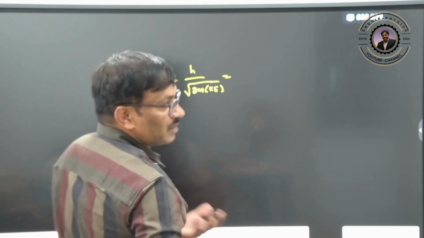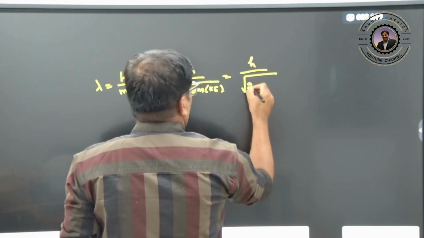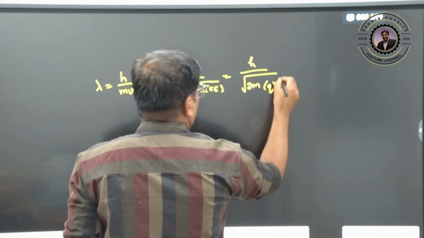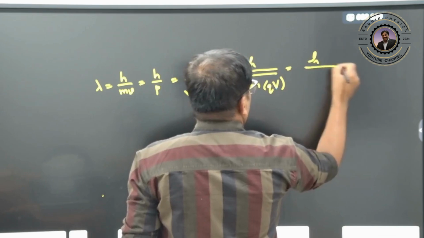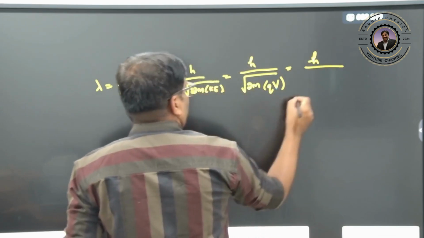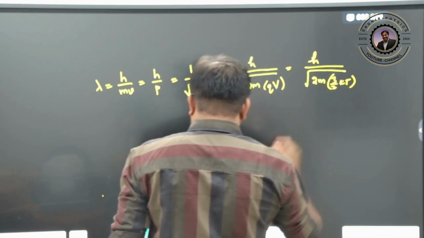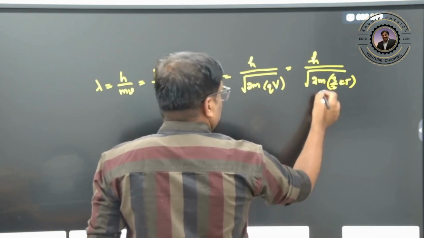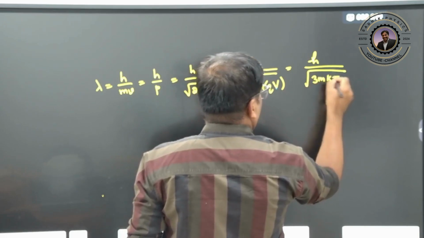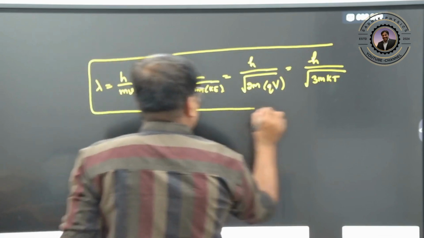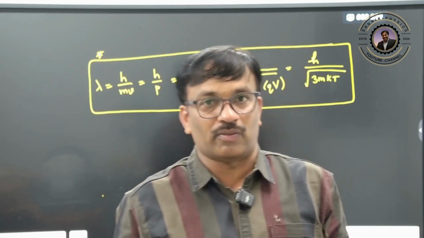To accelerate charges you have to create a potential difference. Therefore h by square root of 2m into kinetic energy can be written as h by square root of 2mqV, where V is the potential difference. Or, in terms of temperature, the kinetic energy is 3 by 2 kT, so you can simplify it: cancel the 2, and it becomes h by square root of 3mkT, where k is the Boltzmann constant. These are the formulas for the wavelength of de Broglie matter waves.